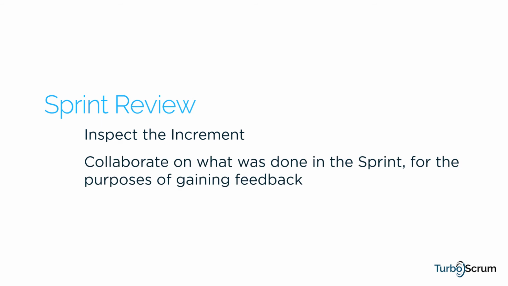Our penultimate event is the sprint review, held just before the end of the sprint. It has a time box of 4 hours for a 1-month sprint, usually shorter for shorter sprints. Here, the Scrum team and stakeholders inspect the increment and collaborate on what was done in the sprint for the purposes of gaining feedback. This feedback is often reflected in changes to the product backlog.